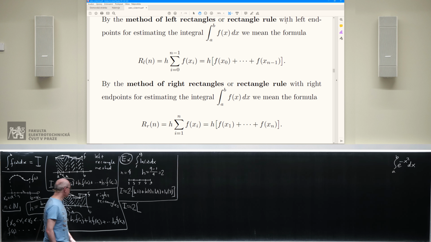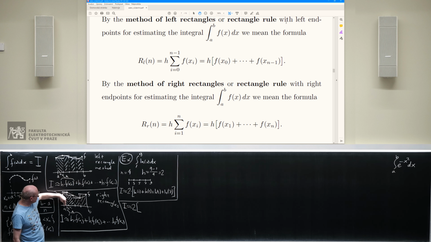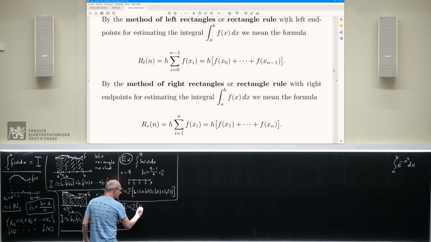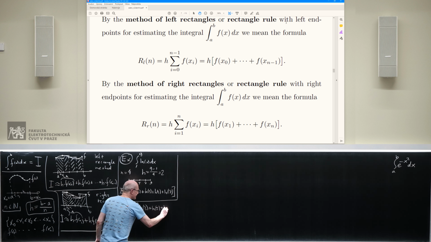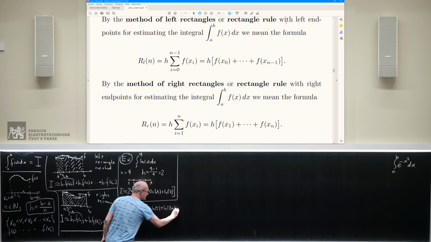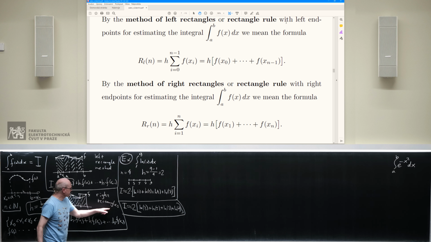So if I want to use the right rectangles, I should skip the first value and just use the second, and so on, and I keep going, and I stop when I get to the last value. Okay, so that would be the right rectangles.